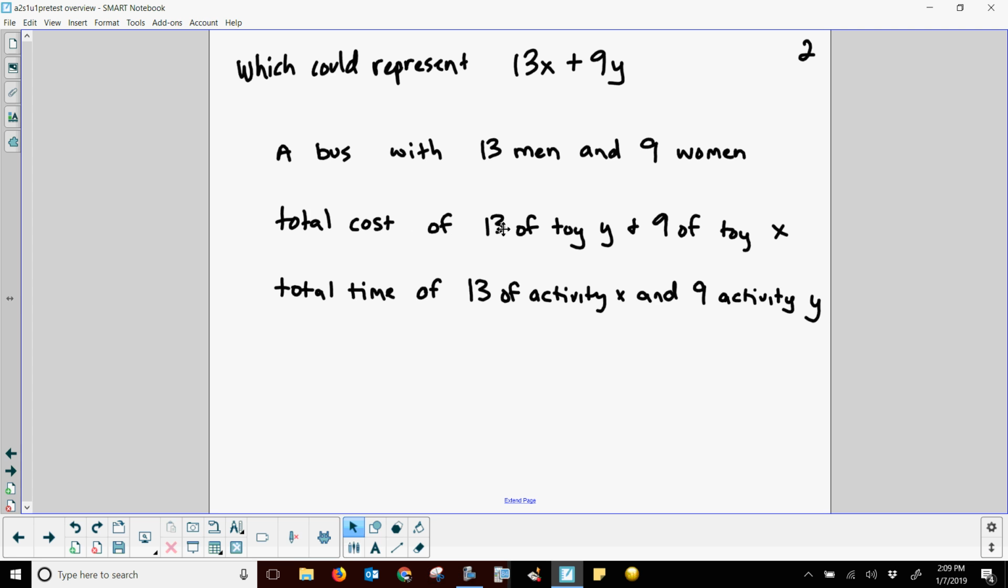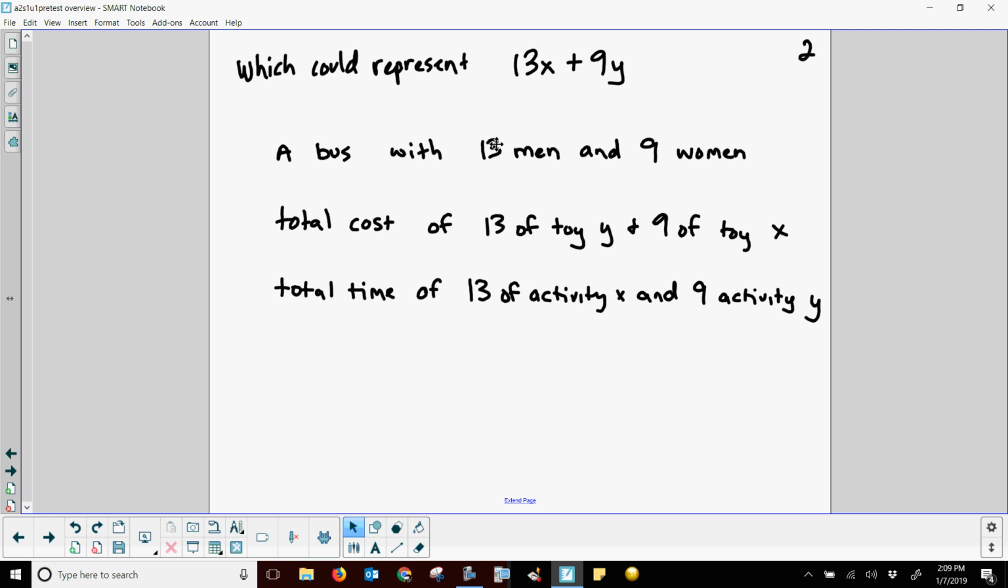Total cost of 13 of toy y and 9 of toy x. Well, the problem is 13 goes with x and 9 goes with y. So why do I have 13 of y and 9 of x? That doesn't make sense either. The total time of 13 of activity x and 9 of activity y. It doesn't even matter what x and y are, but 13 goes with x and 9 goes with y.